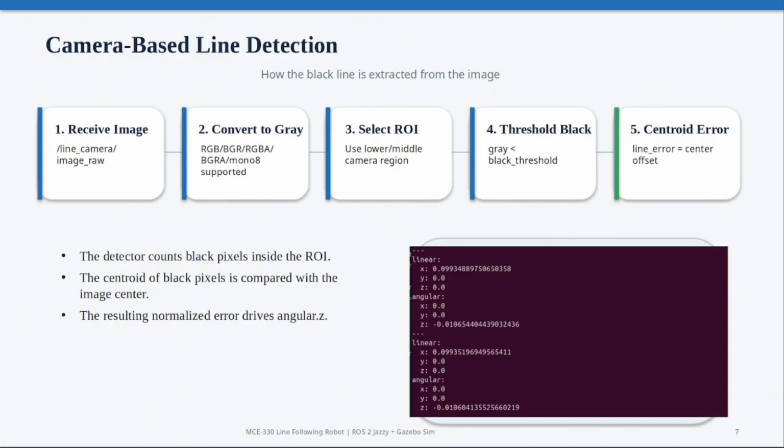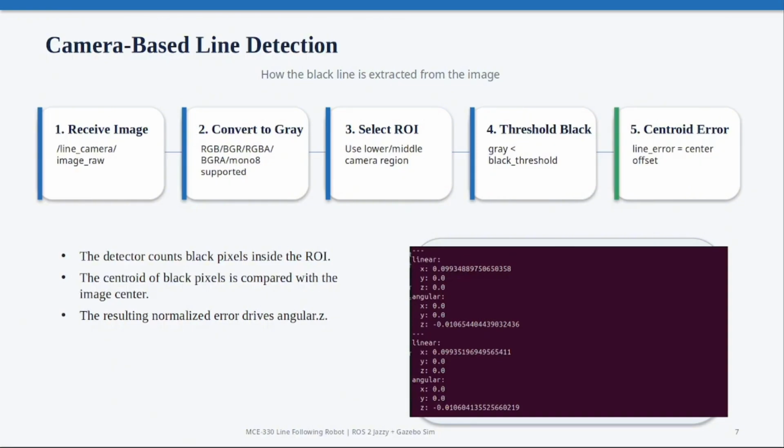Third, the node selects a region of interest, or ROI. We don't need to process the full image. The lower and middle part of the image is more useful because it shows the track area near the robot. Fourth, the black line is extracted using thresholding. In our final setup, pixels darker than the black threshold value are considered the black line's pixels.